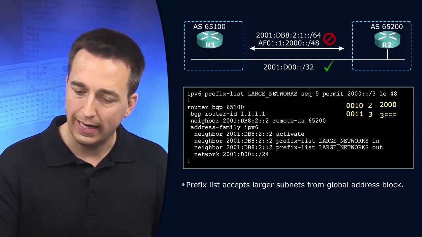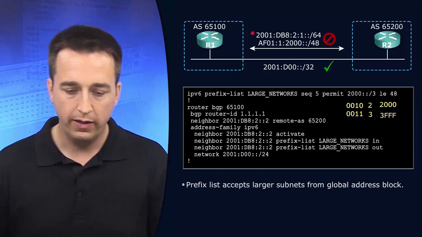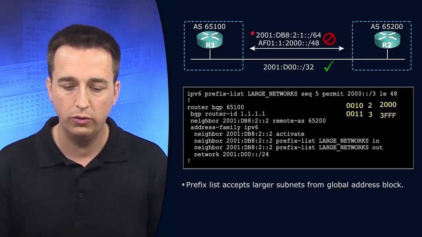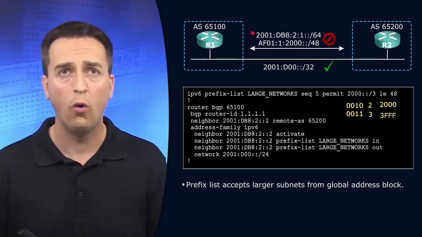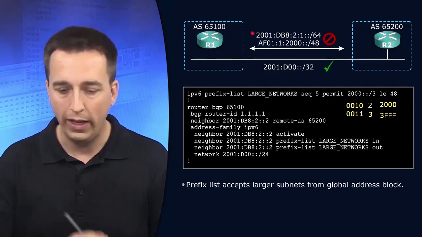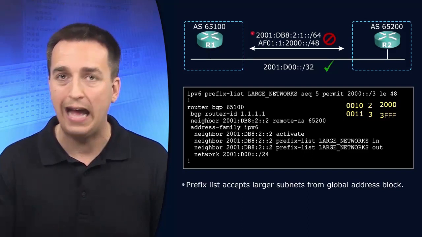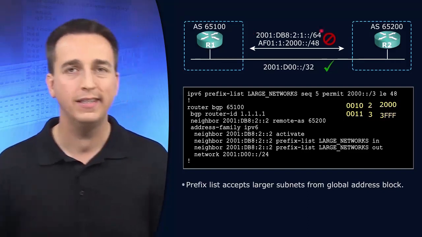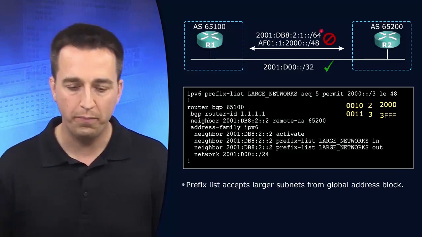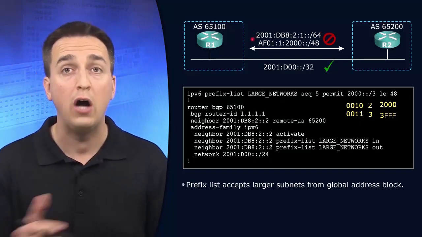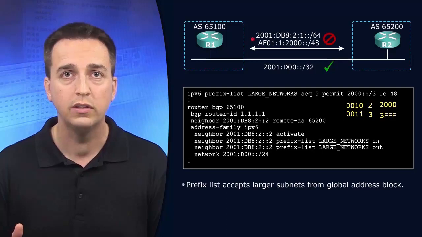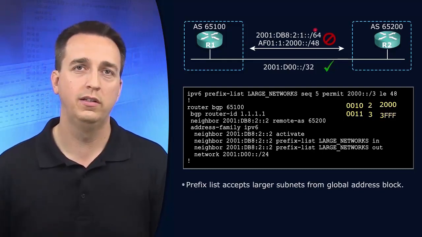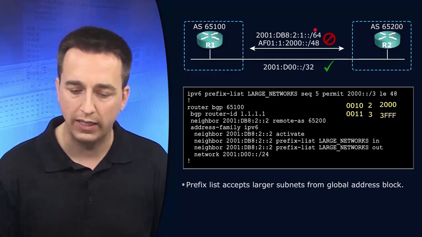So if we look at the examples up at the top, if R1 or R2 advertise 2001:DB8:2:1::/64, will that be a route that is advertised or accepted? No. Why? Because the mask is /64. Even though 2001 falls within the range of values from 2000 to 3FFF, this subnet mask is wrong. Therefore, that won't be advertised between the two.